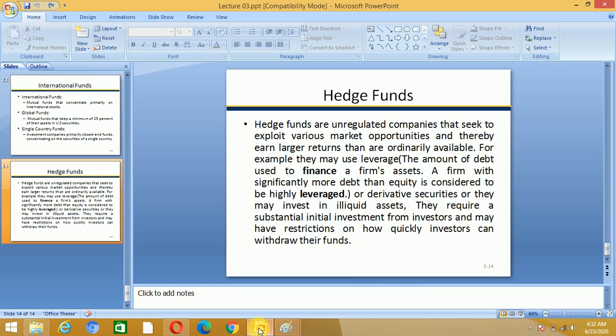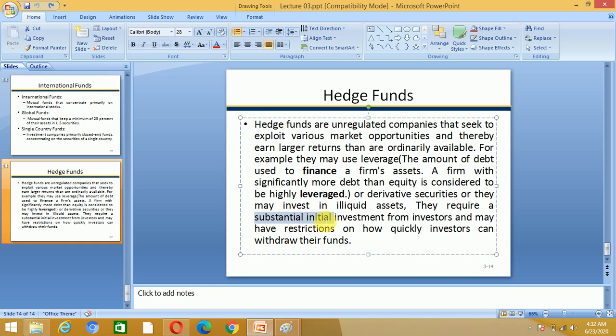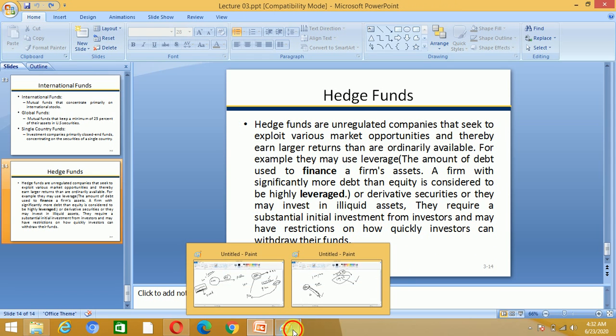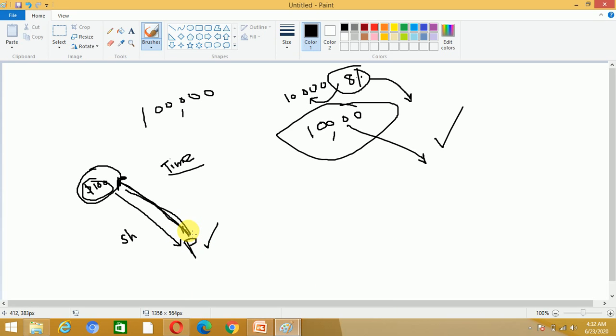So see here, what is he saying? They require a substantial initial investment. Basically, if you are investing in land, building, furniture, and these types of assets, then you need a huge initial investment for investors, and there may be restrictions on how quickly investors can withdraw their funds. And on withdrawing their funds, there are restrictions. Just like I told you, you can't give it back to the company. If you want to give it back to the company, there will be a time limit. Before that time limit, you can't convert your shares back.